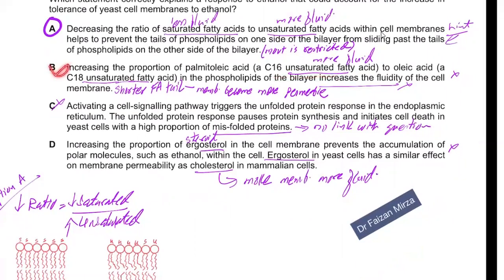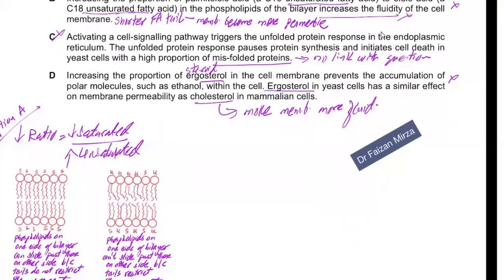So in this option, YB is wrong, because they are saying you are increasing C16, which is shorter, because if it's shorter, it will make the membrane more permeable. It would not keep the membrane less permeable. It would not restrict the movement. So this is the wrong option. Activating cell signaling pathways. Cell signaling is not at all linked with the question in any way.